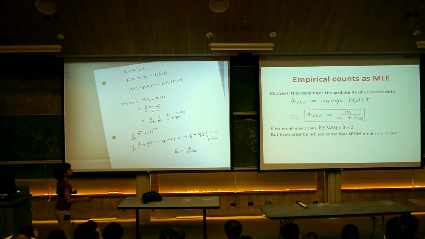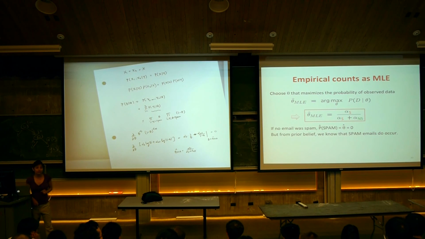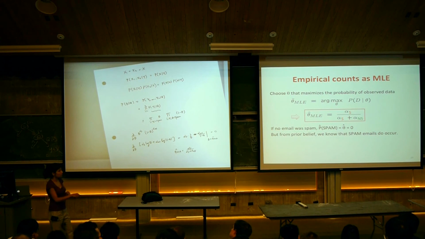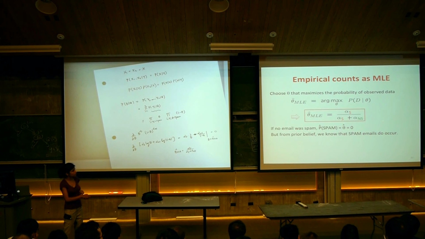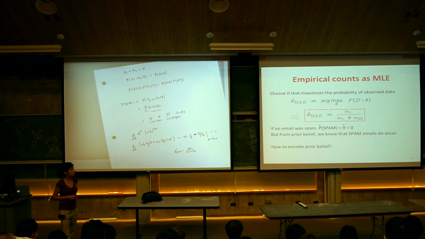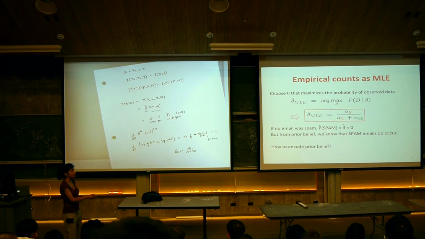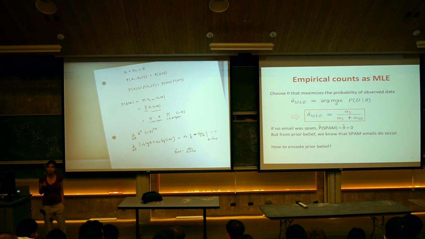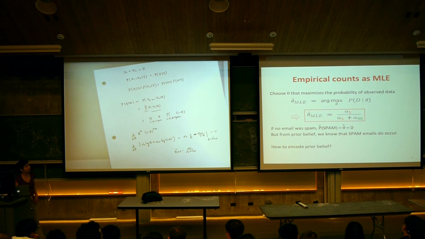But the issue with doing this, of course, was that if no email was spam, then we output probability of spam as 0. But from prior belief, we might know that spam emails do occur, and we want to correct for this situation. The reason we believe this is not correct is because we had some prior belief. So that's what we need to bring in if we want to move our probability estimate away from 0. How are we going to encode the prior belief?